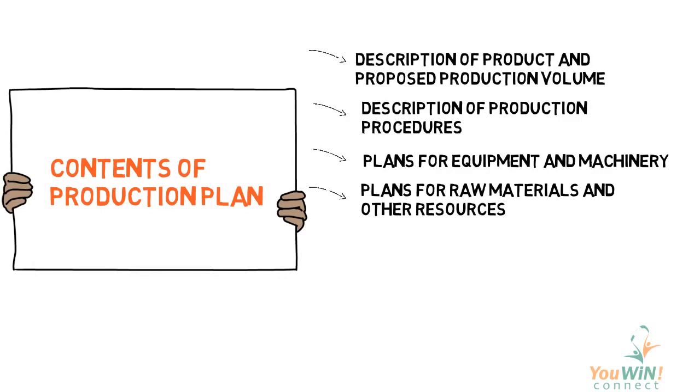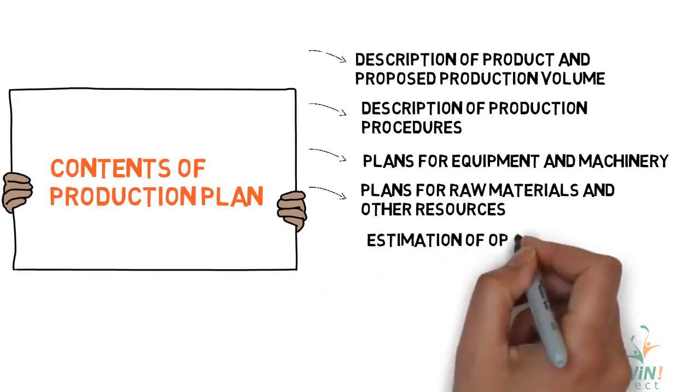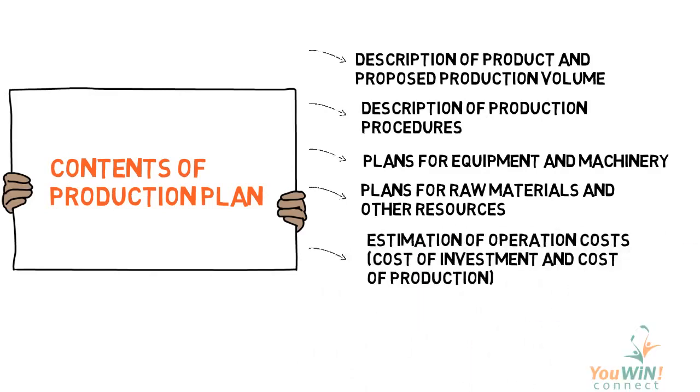The fifth thing to look at that forms the content of a production plan is the estimated operation costs. How much financial investment is needed for the production process? What's the cost of the production and what expenses will be incurred as far as the production is concerned?